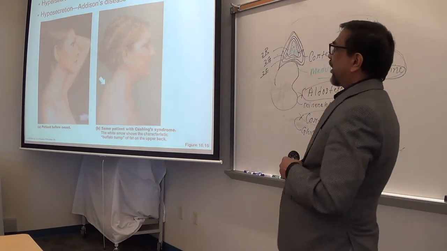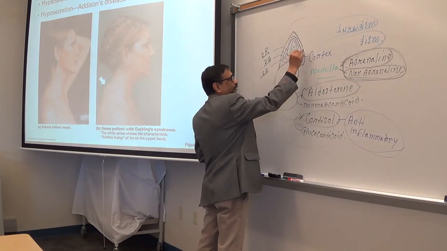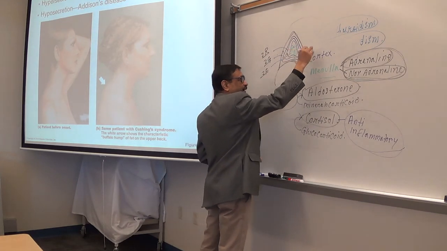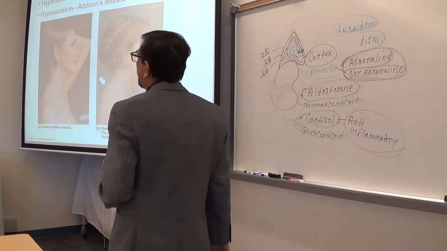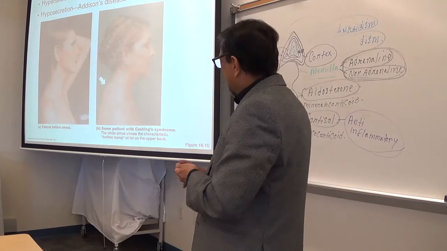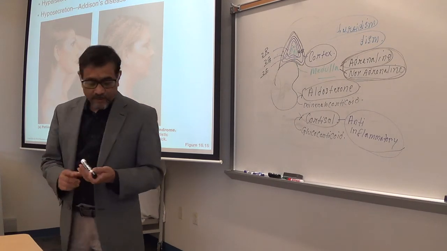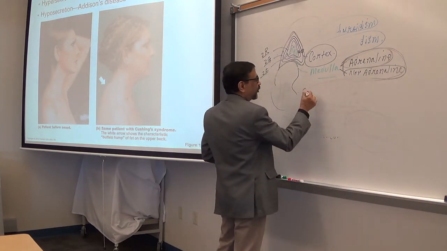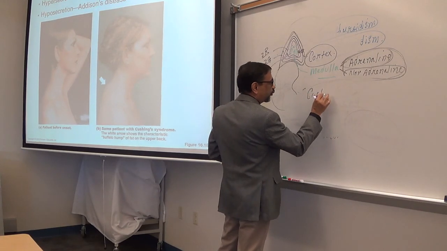Now, hypersecretion of the adrenal cortex. If secretion from the adrenal cortex increases, that hypersecretion of the adrenal cortex may lead to a clinical condition that is called Cushing's syndrome. And I'll just mention a couple of changes that you will see in Cushing's syndrome. One is called moon face.